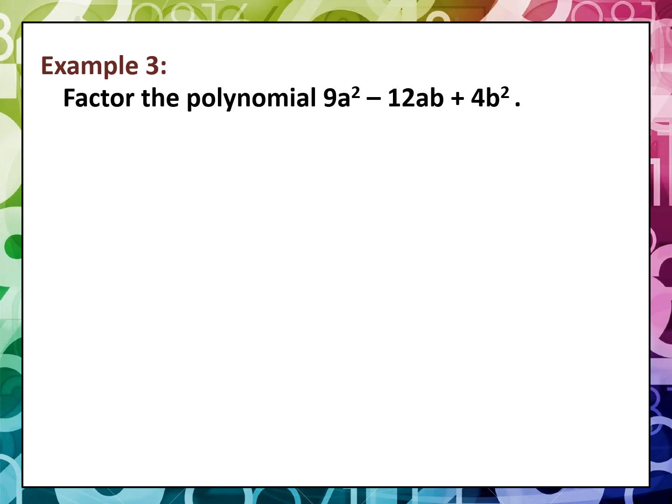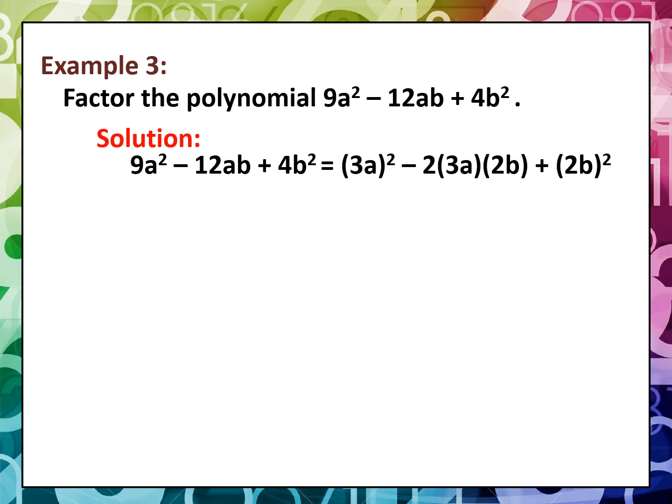Example number 3. Factor the polynomial 9a squared minus 12ab plus 4b squared. To solve this, 9a squared minus 12ab plus 4b squared is equal to 3a squared minus 2 times 3a times 2b plus 2b squared, which is equal to 3a minus 2b squared.